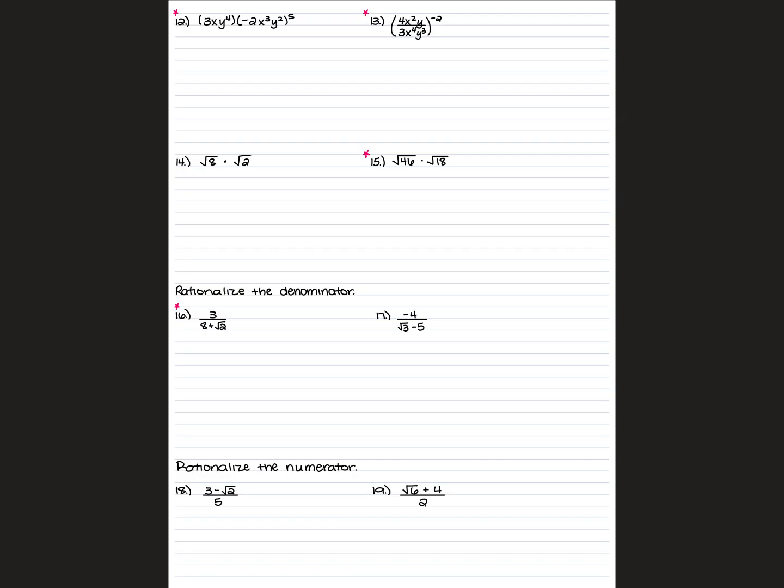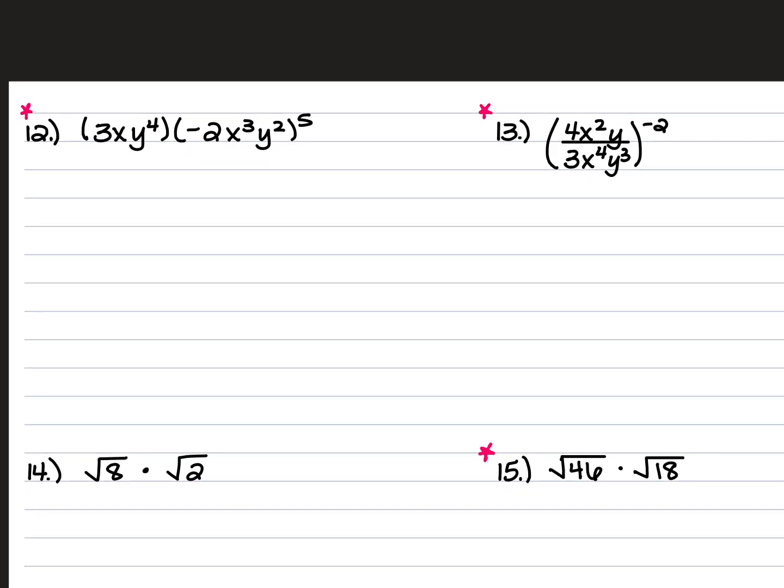For your next one, number 12 has a star on it. Do it. So 12, you have 3xy to the 4th power times negative 2x cubed y squared, all raised to the 5th power. Do the 5th power first. You need to simplify that.